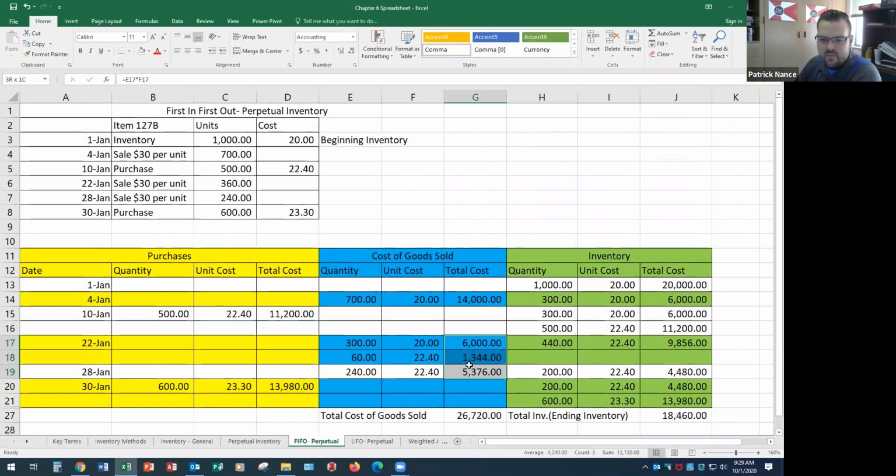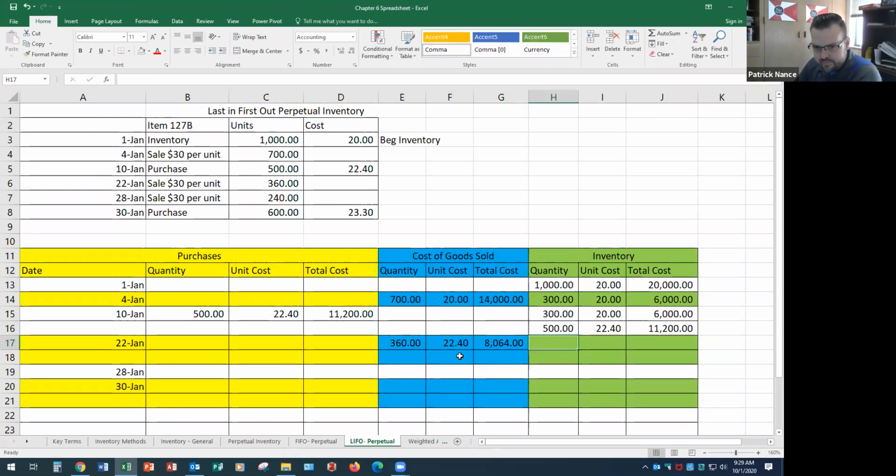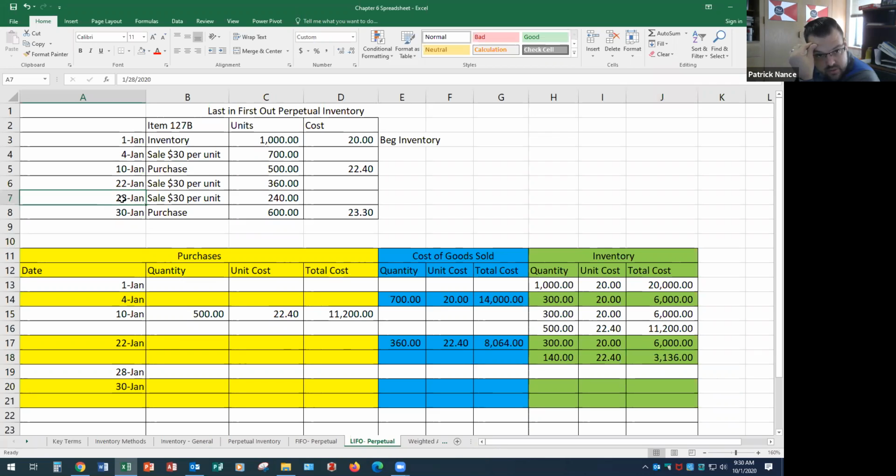Now you can see there's a difference between what we had to do under FIFO and what we're doing under LIFO. So now what do I have left? I still have all 300 units at $20 apiece remaining. And then I had 500 units at $22.40 each. I got rid of 360, so I have 140 left at $22.40 each, for a total cost of $3,136.